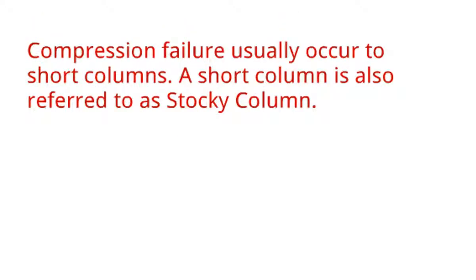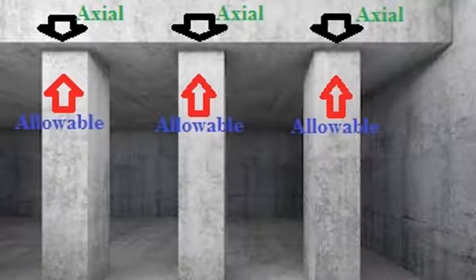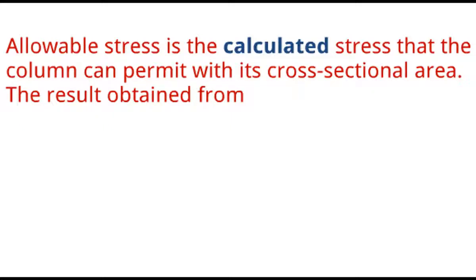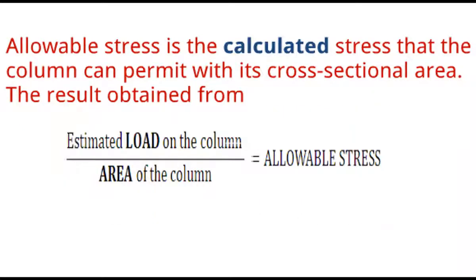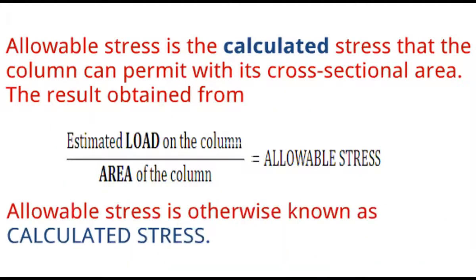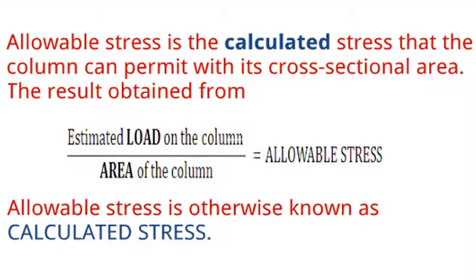Compression failure usually occurs in short columns. A short column is also called a stocky column. A column will fail by compression due to the difference between the allowable stress of the column and the axial stress on the column. Allowable stress is the calculated stress that the column can permit with its cross-sectional area, and the result obtained from the estimated load coming on the column from the superstructure divided by the cross-sectional area of the column is called the allowable stress, or otherwise you can call it calculated stress.